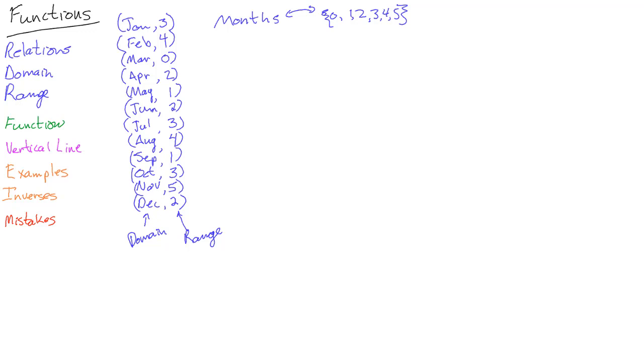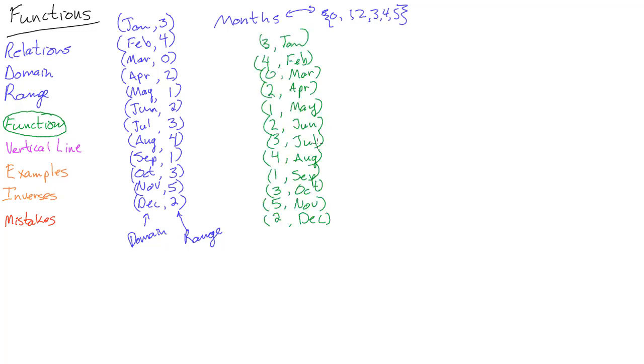Now, if we want to get a little bit closer, there's a special kind of relation that is called a function. For example, let's take this exact same data set and switch it around a little bit and make the domain and the range switch places. So it looks like this. Good, now we switched them around. Now watch how we play the game.